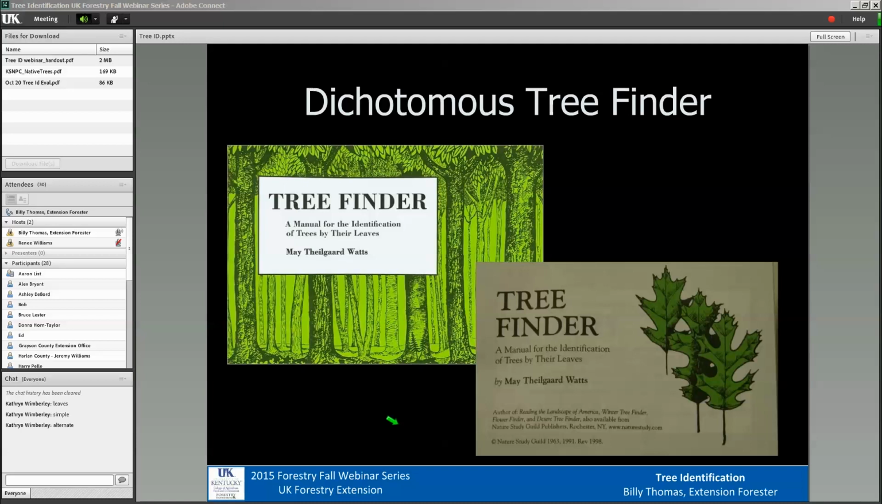So the one that we're going to use is this one here. It's the Tree Finder. You can get this thing for $3 to $5 at Walmart or Amazon. It's a handy little tool that covers most, not all, but most of the trees here in Kentucky. And we use it a lot because it's rather simple and it's easy to follow along with. So I'm really thankful for letting us use this to try to teach this process to you.